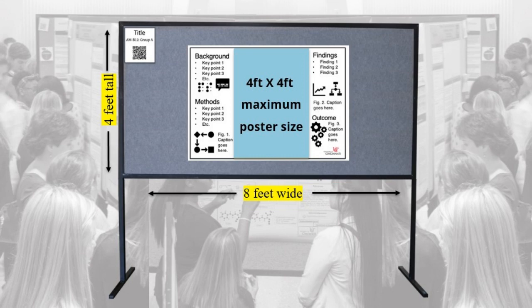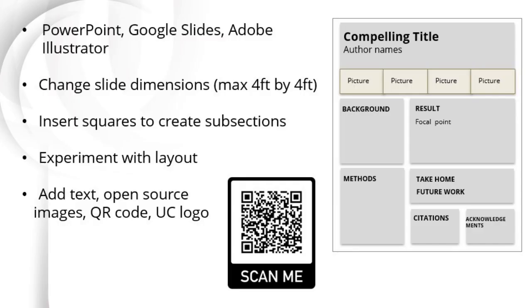Overall, posters should signal the topic, highlight key points, and convey relevant images in a clear and aesthetically pleasing poster that measures no more than 4 feet wide by 4 feet tall. The easiest way to build a poster is using software like PowerPoint, Google Slides, or Adobe Illustrator. Change the slide dimension to the size of the poster you want. Insert squares to create subsections on your poster. Some recommended sections are background, methods, results, and citations.